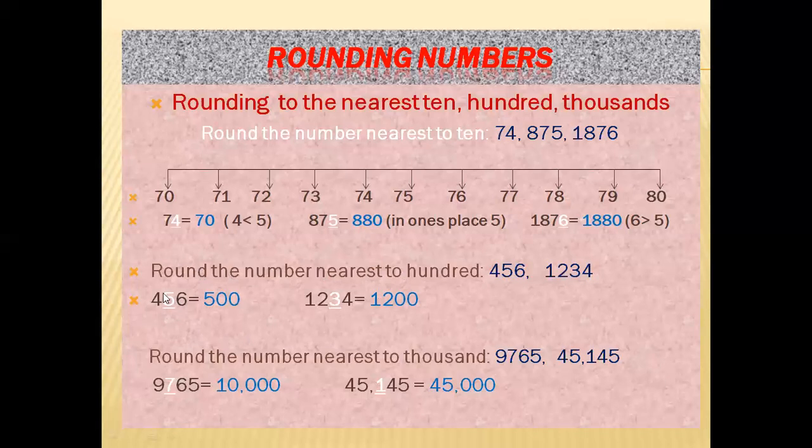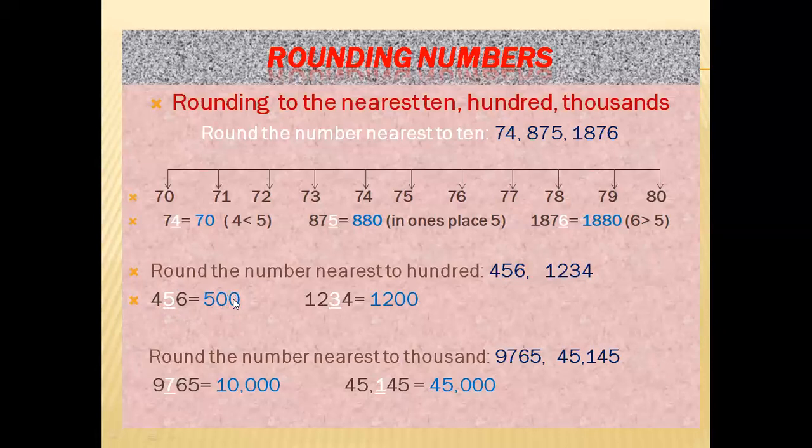Understood? You have to see the tens place digit. In 456, the tens place has 5, right? So the hundreds place digit changes to the next number: 4 changes to 5. Then for the next two places, the tens place and the ones place, you have to put 0.